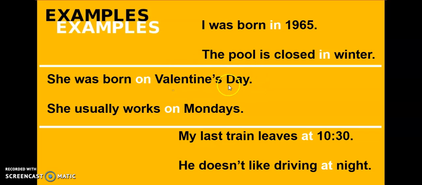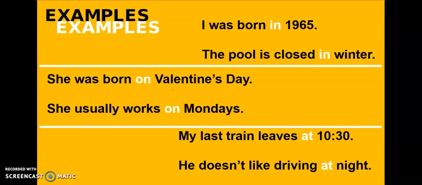This is a celebration that has the word day, so it goes with on. She usually works on Mondays. This is a day of the week, so it must be with on. My last train leaves at 10:30. He doesn't like driving at night. 10:30, it's a specific hour, so we use at. Night is a part of the day, so we use at.